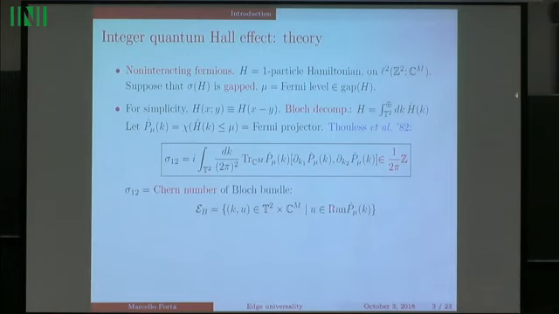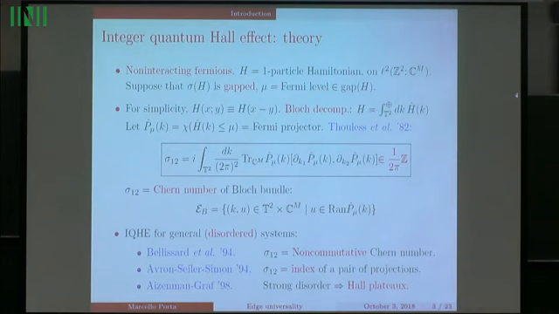So it's a bundle which has the two-dimensional torus as base space, and the fibers are just the range of the Fermi projector. So that's for the simplest case of translation invariant systems. Then starting from that, people understood the quantum Hall effect in more general settings, also from a mathematical viewpoint, and here I'm just mentioning some important works in this business.